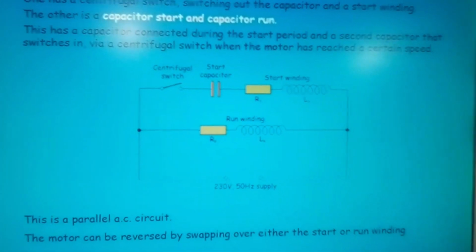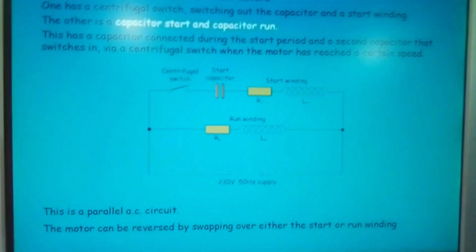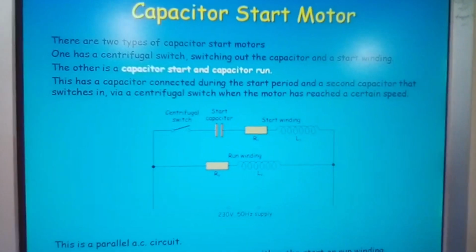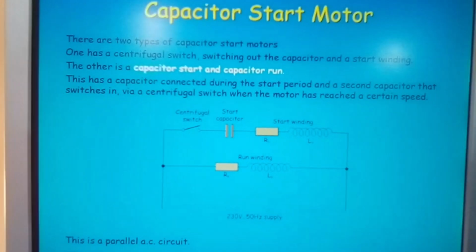I'm just making sure it's in frame. I don't need to do a lot of talking now. This is for you now to read and to do your own additional research. Now draw out the diagrams.